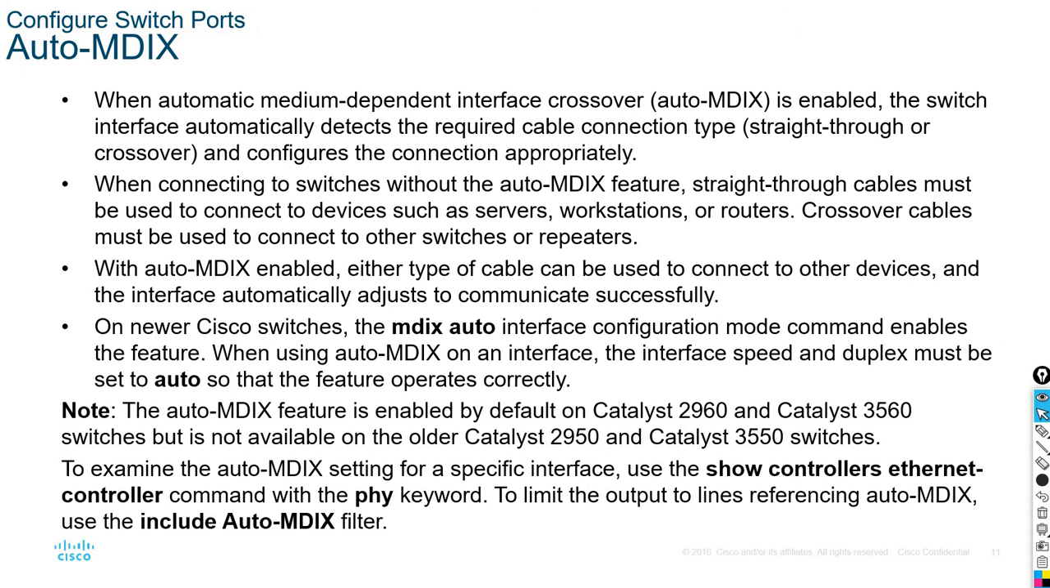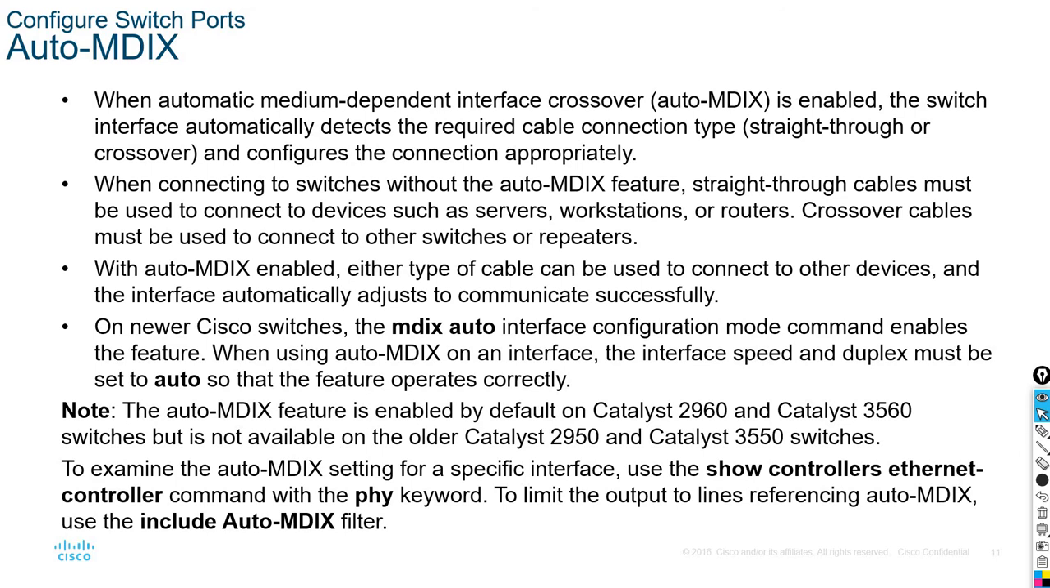So Auto-MDIX, automatic medium-dependent interface crossover. When Auto-MDIX is enabled, the switch interface automatically detects the required cable connection type, straight-through or crossover, and configures the connection appropriately. When configuring switches without the Auto-MDIX feature, straight-through cables must be used to connect devices such as servers, workstations, and routers. Crossover cables must be used to connect to other switches or repeaters.